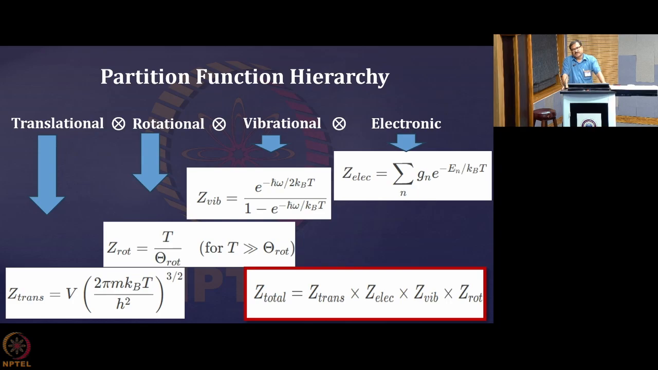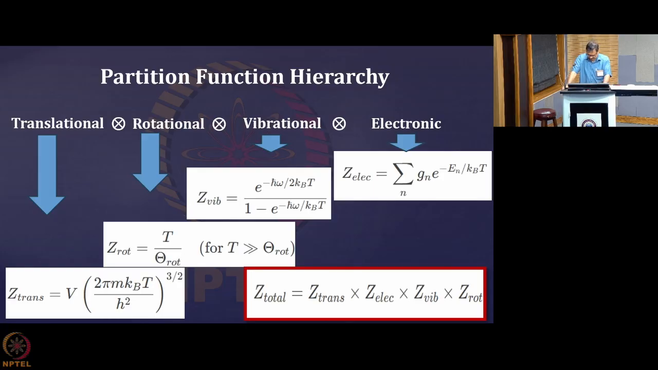So in this partition function hierarchy, to find the thermodynamic properties, the first thing is to accurately estimate the partition function value as a function of temperature. Once you know the behavior of Z as a function of temperature, then you can proceed further to find out the thermodynamic and transport properties.